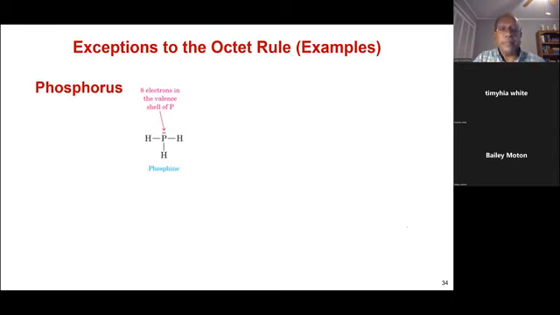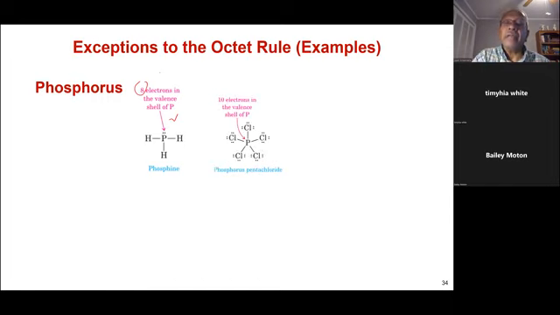For example, this is phosphorus, third period. This is 8 electrons. That's okay. That's not an exception. But if you look at this phosphorus atom, there are 10 electrons, 5 electron pairs. Therefore, this is kind of an exception.